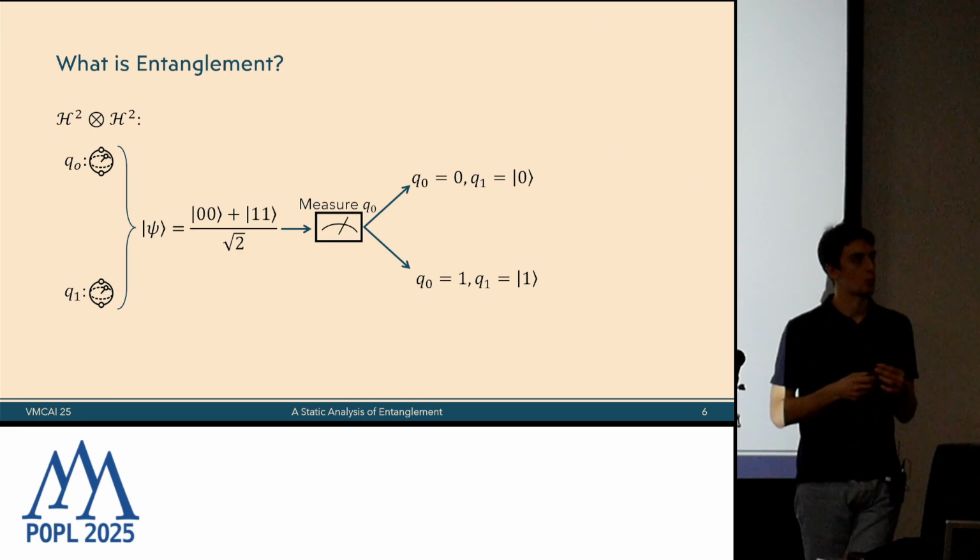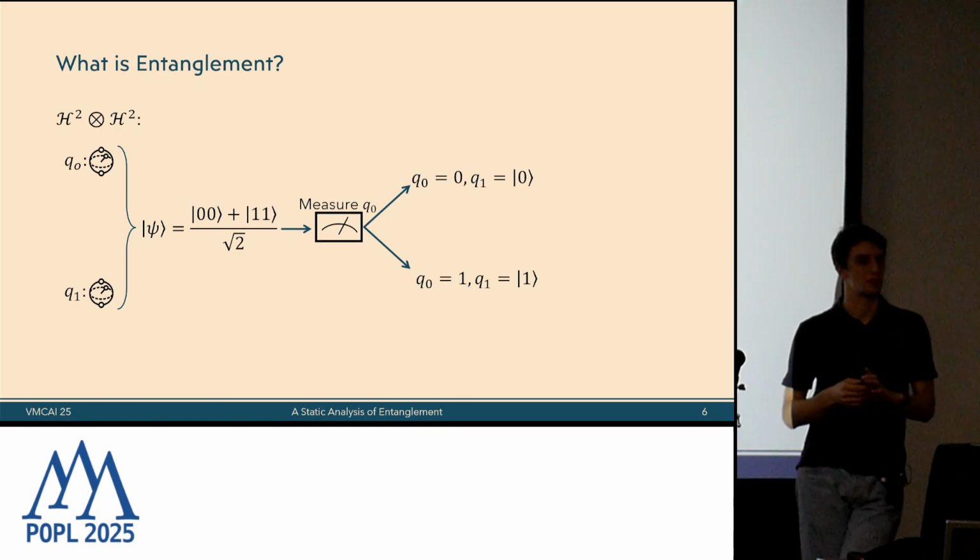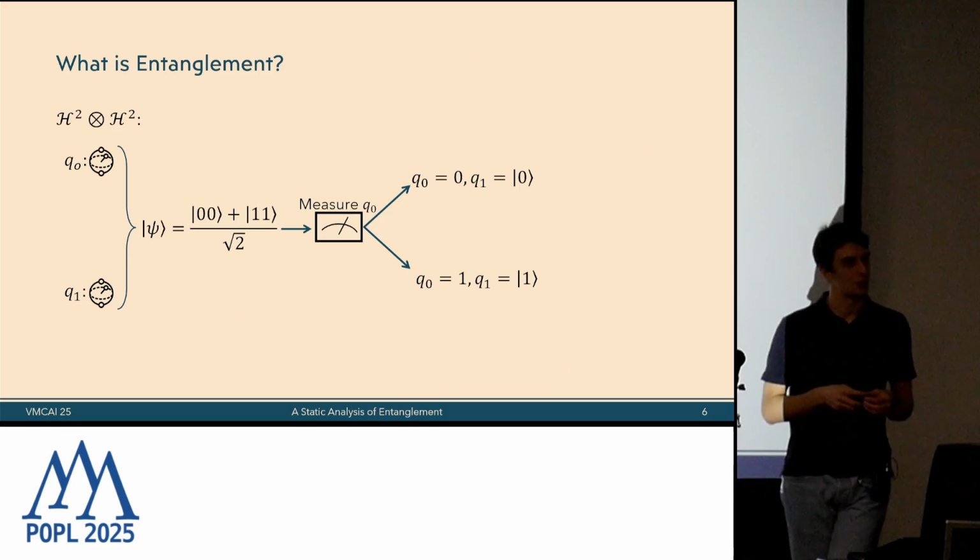So in your program, it might look like you're only measuring Q0. Yeah, exactly. Actually, you're collapsing the state of Q1 also. Yes, so this is the main point. It's like a hidden bug in your program. Yes, exactly, that's the reason.